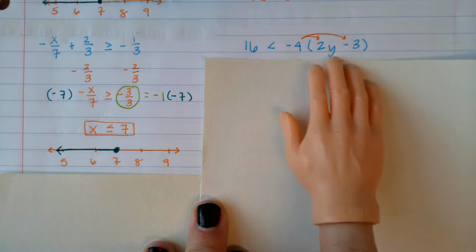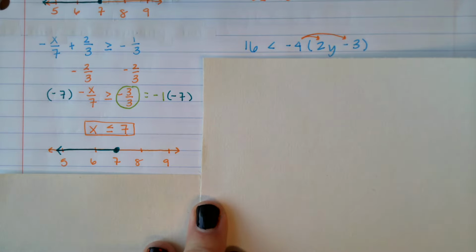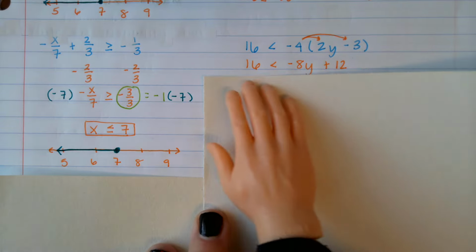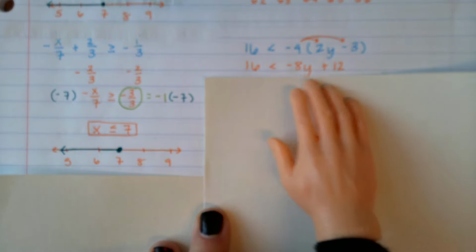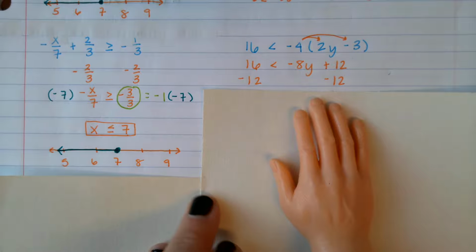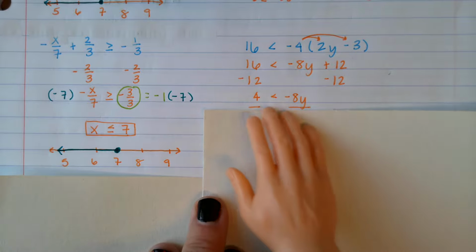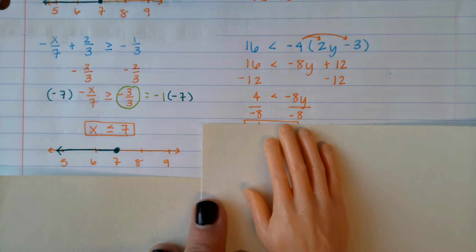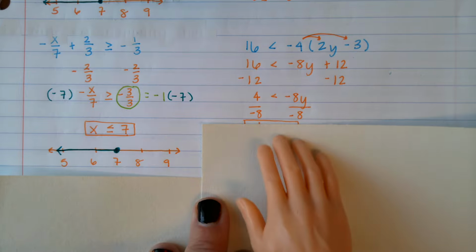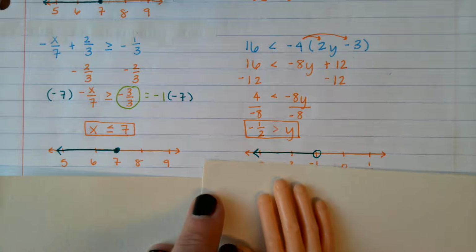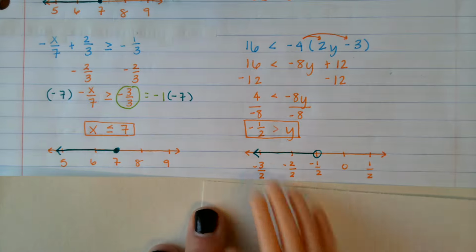Here we are going to distribute the negative 4 first to get 16 is less than negative 8y plus 12, then move the 12, and then negative 4 is less than negative 8y, and divide each side by negative 8. This will make negative 1/2, and y is less than, so we shade to the left.